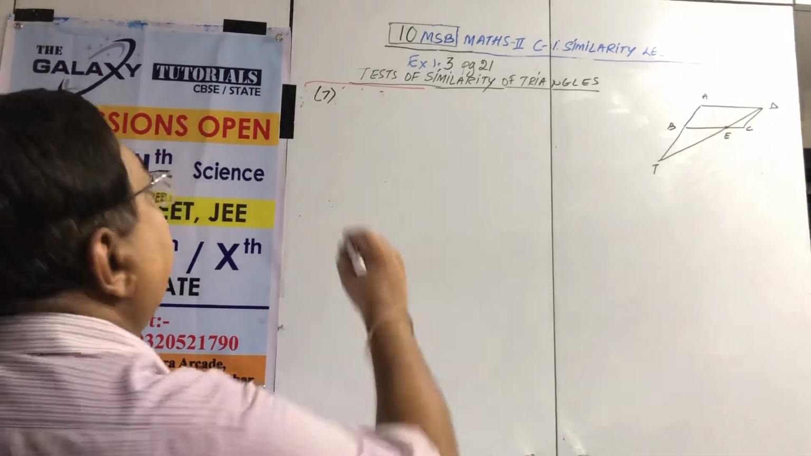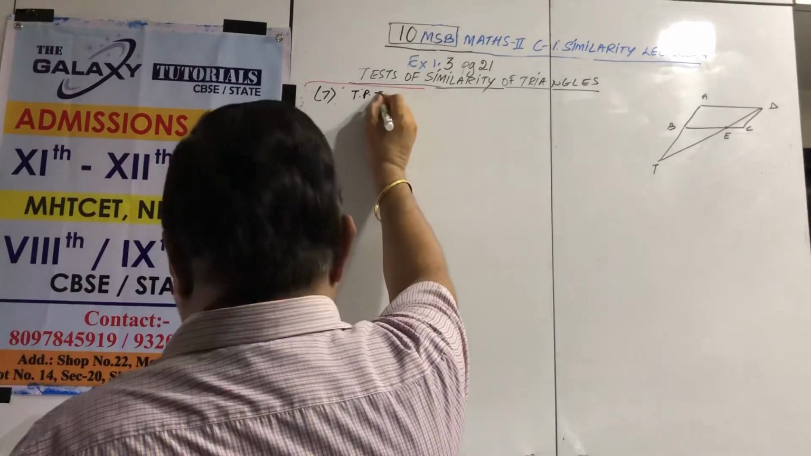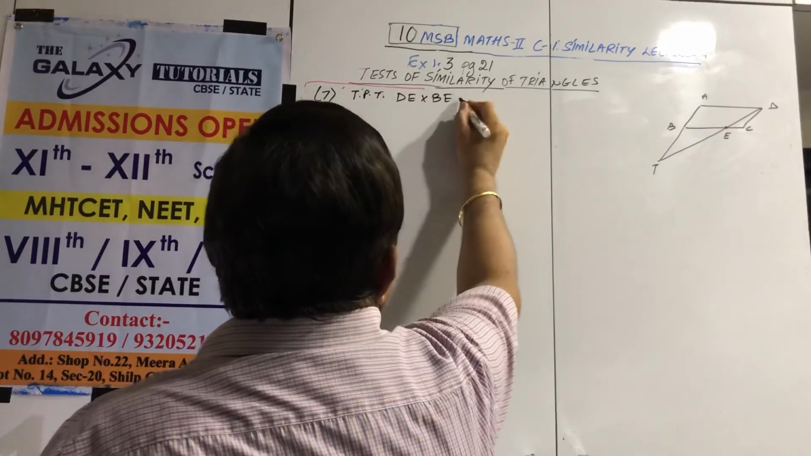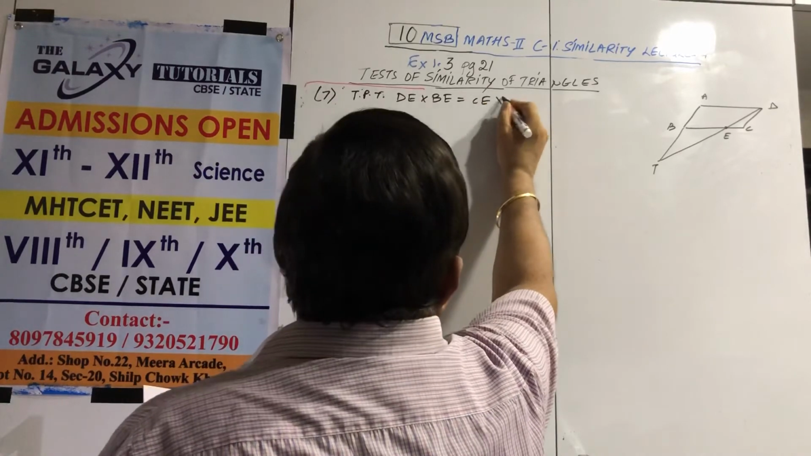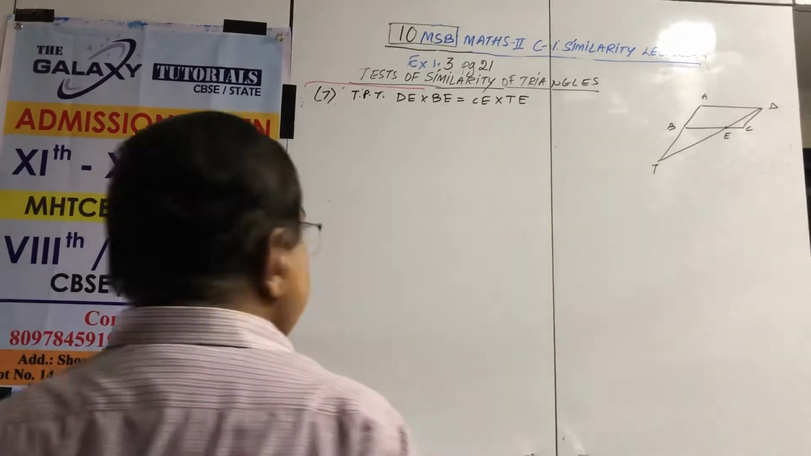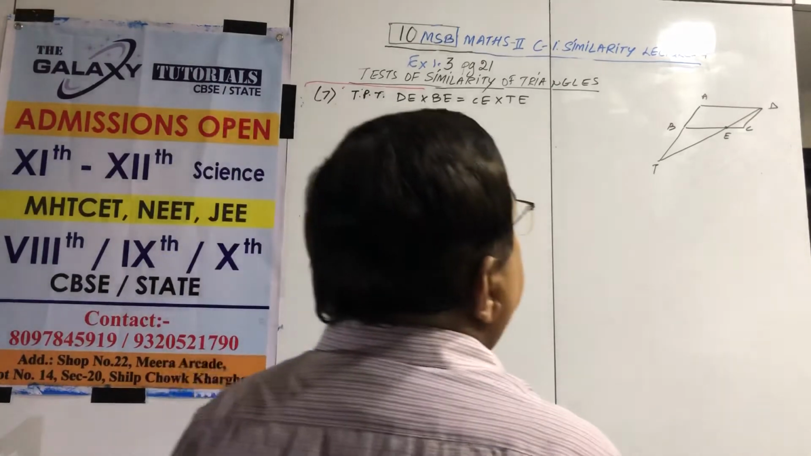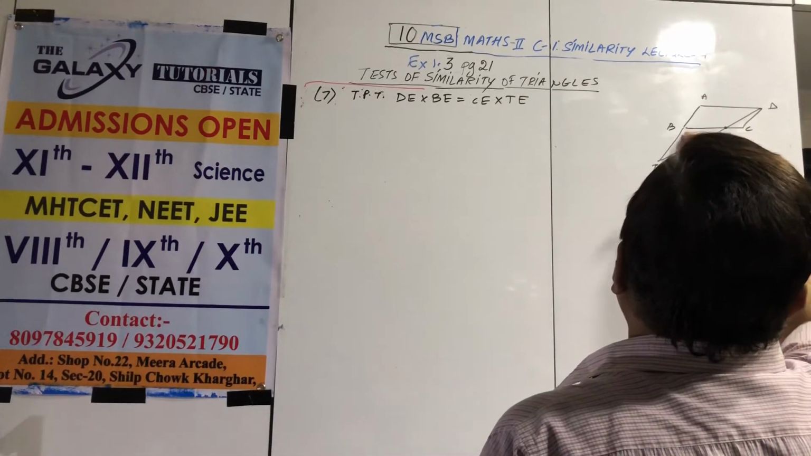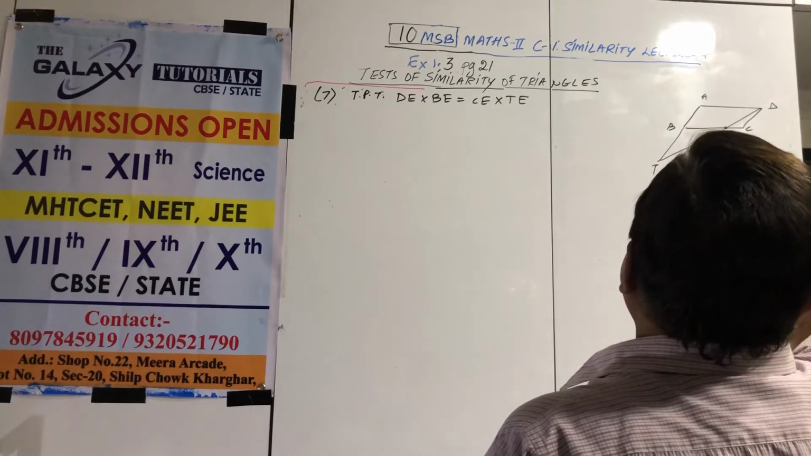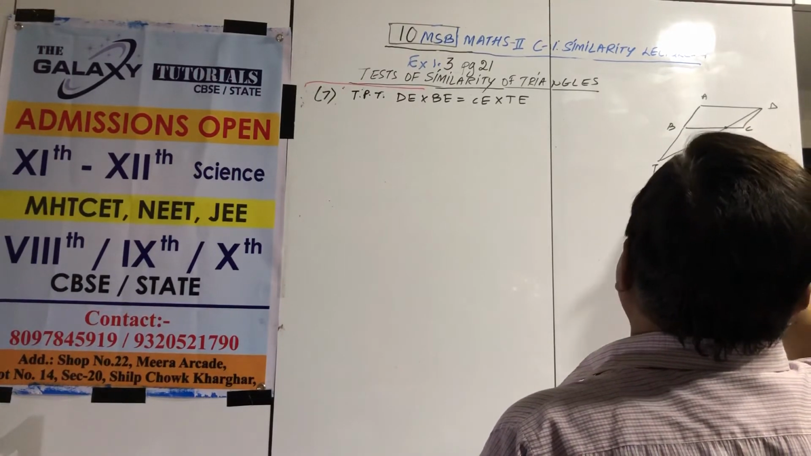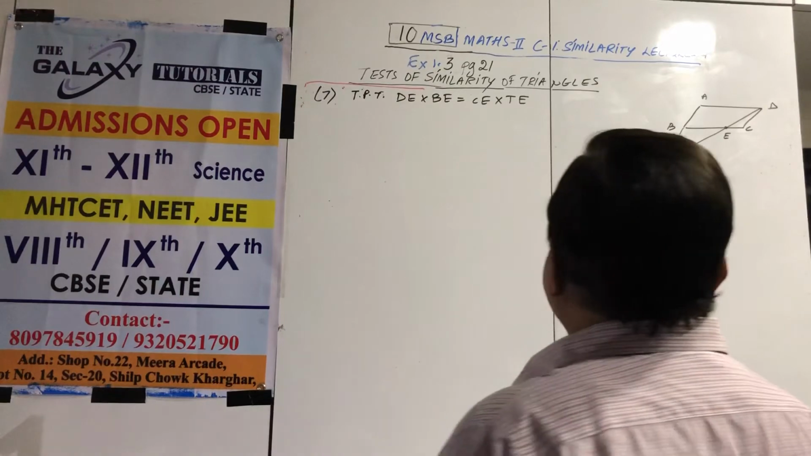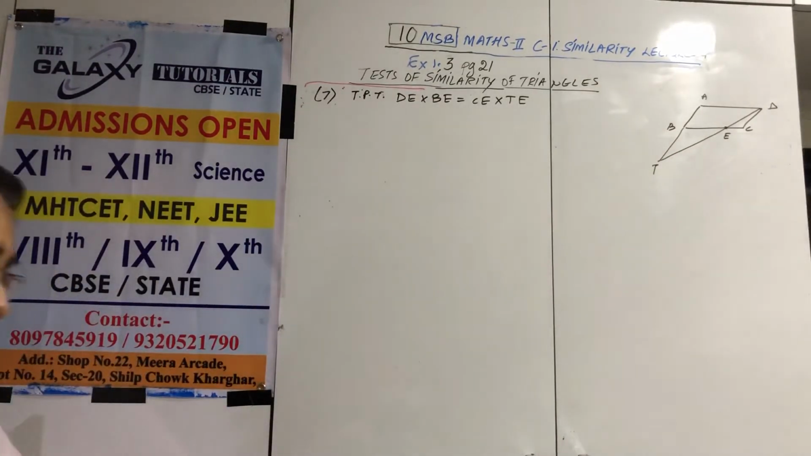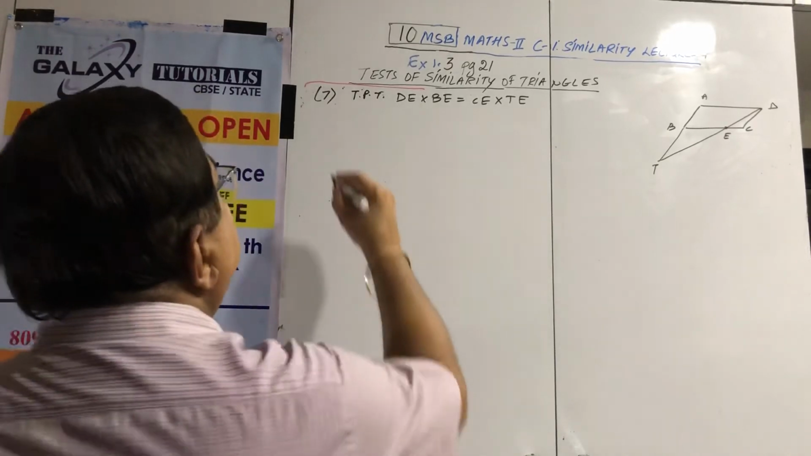Prove that. We have to prove that DE times BE is CE times DE. Okay, DE times BE is equal to CE times DE. So we are going for the twist. This is what we have to prove. Let's start.